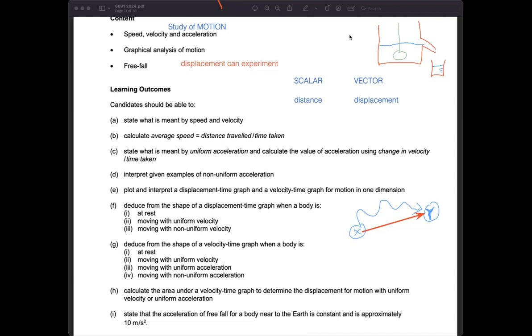Before I continue, let me share with you the short form for distance. The short form for distance is D. The short form for displacement is S. Can you remember that? Then for both of them, the unit is meter. Clear?